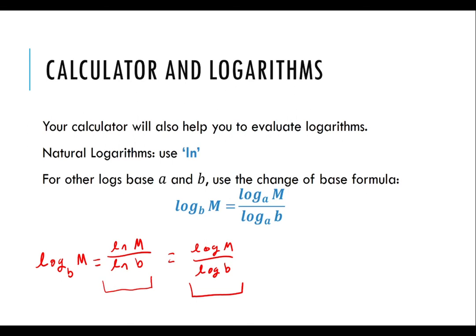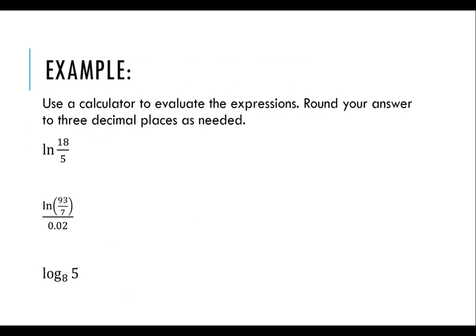But let's just try some of these approximate values. ln of 18/5. Notice that 18/5 is the thing that's going into the natural log, so make sure you put parentheses around it. Then it's just a calculator value. And we are rounding our answers to 3 decimal places.